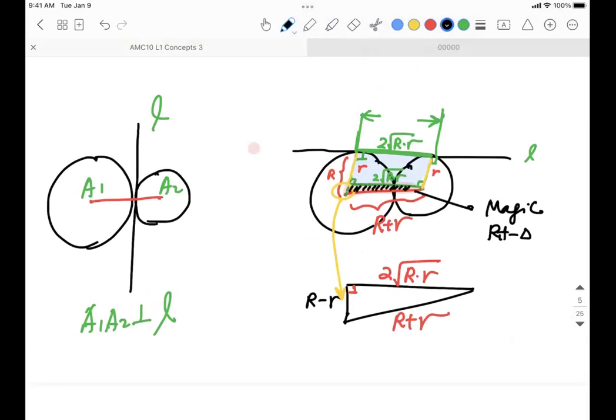Try to do all your calculations within this magic triangle, and you'll be able to solve a lot of problems. Do you guys follow me? Yes or no? Are we all good? Okay, felt good. Let's continue.